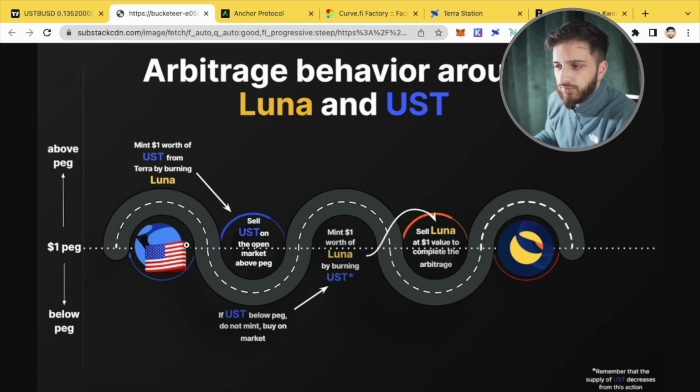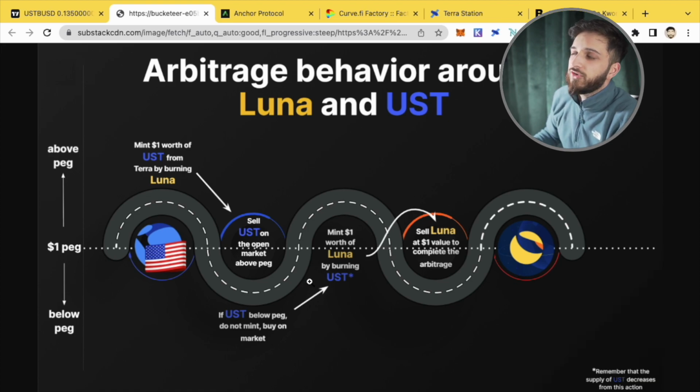Now, the question that a lot of people are asking is, right, if you've got this system in place where when it goes below peg, you should be able to redeem your UST for $1 worth of Luna, why did it not work this time? And to appreciate that, we need to see exactly what happened a few days back.